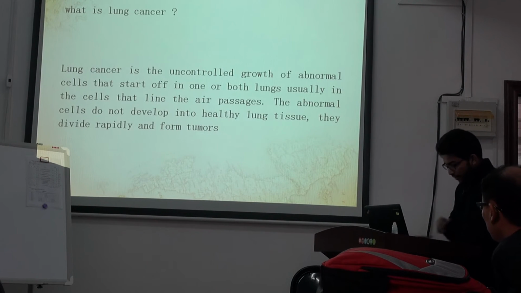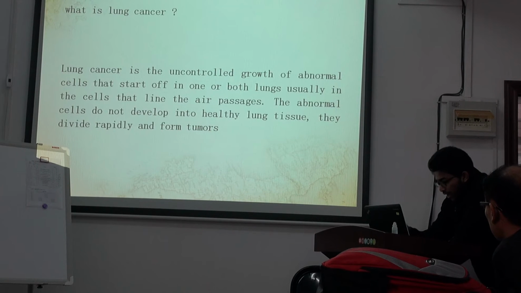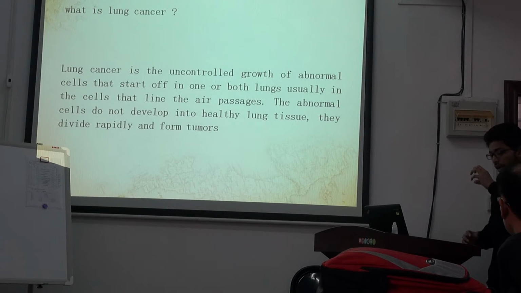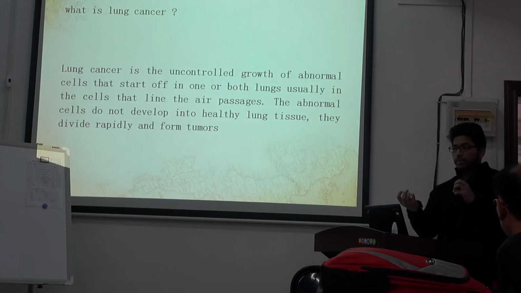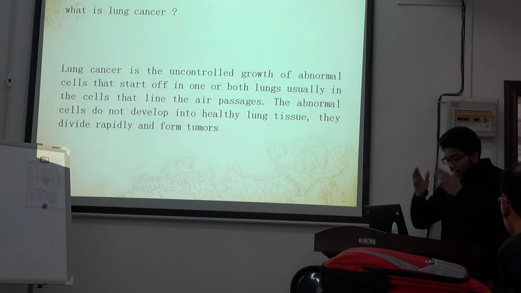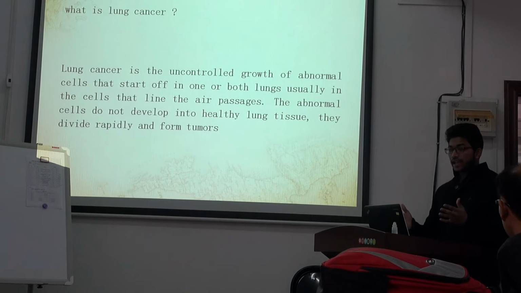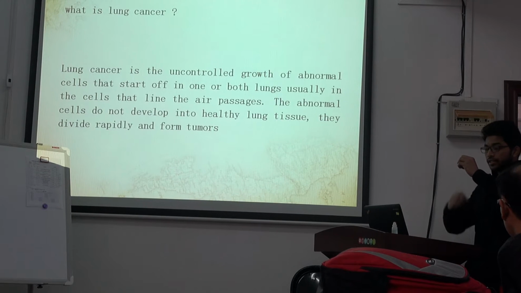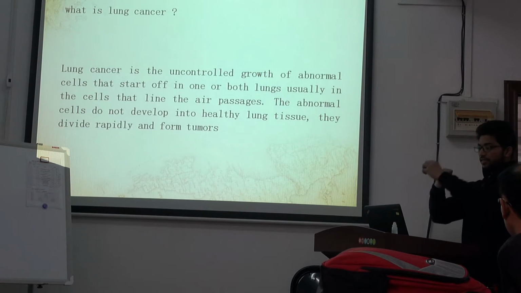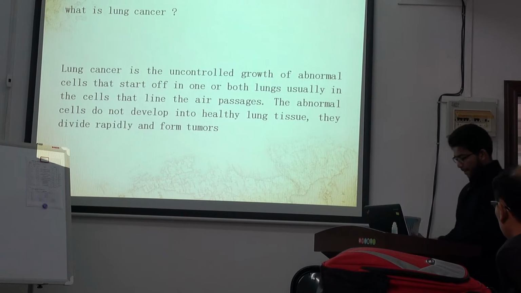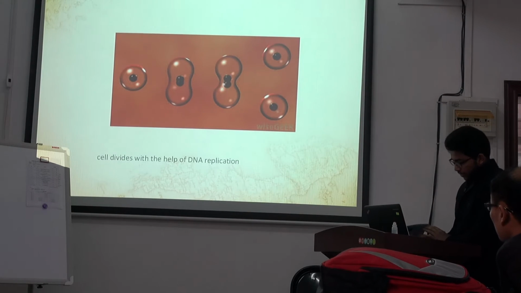Remember, another thing is that abnormal cells do not develop into healthy lung tissue. Normally, a normal cell gives rise to another normal cell, and the old one dies sometime and the new one develops. In lung cancer or any other cancer, that doesn't happen. This abnormal cell is going to divide and give rise to many abnormal cells. That's the deal. This is what happens.